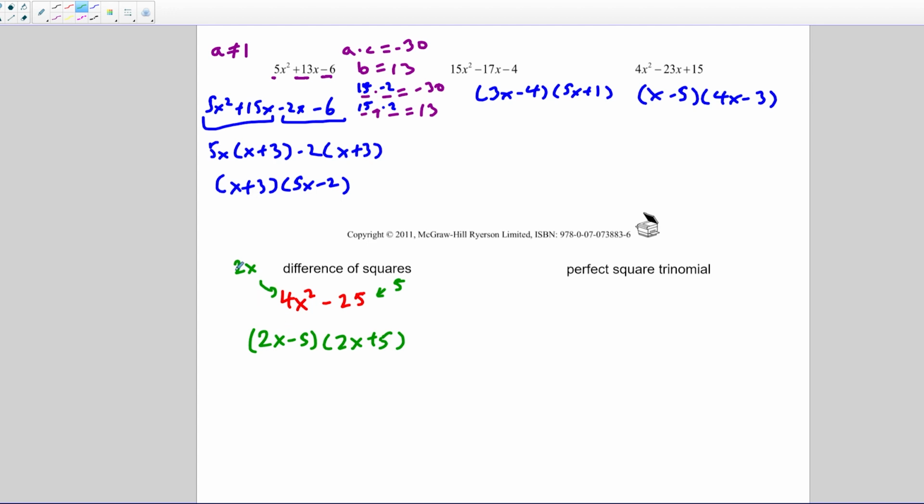So you can see here the only difference between our two binomial factors is one is a plus and one is a minus. Again, it doesn't really matter if you put the minus first or the plus first. They are both the same.